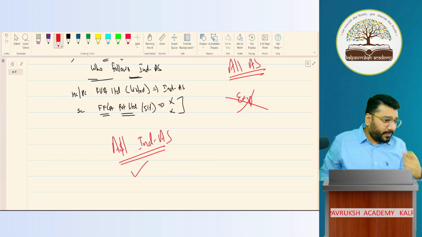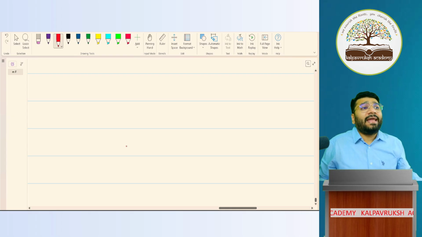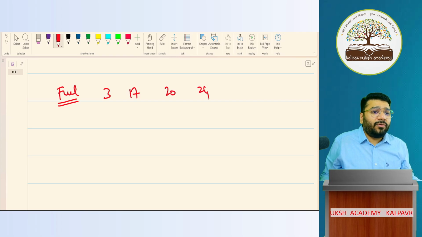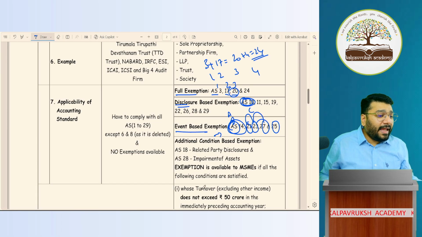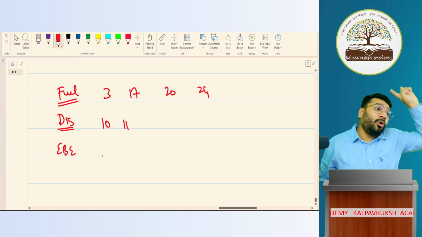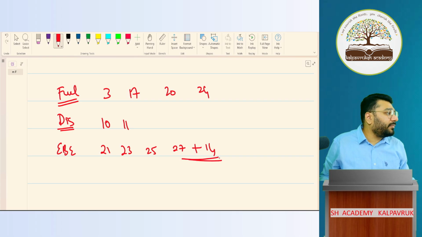Now please tell me, if I'm an MSME, what exemptions do I have? One is full exemption. Full exemption for what? 3, 17, 20, 24. Next is disclosure based exemption: 10, 11, 15, 19, 22, 26, 28, 29. This will take time to remember. Next comes event based exemption. Tell the old exemption of corporates: 21, 23, 25, 27. What is added? 14, amalgamation. Got it, not got it?